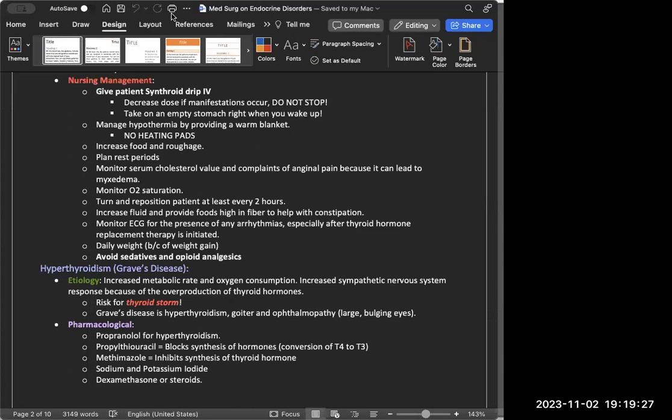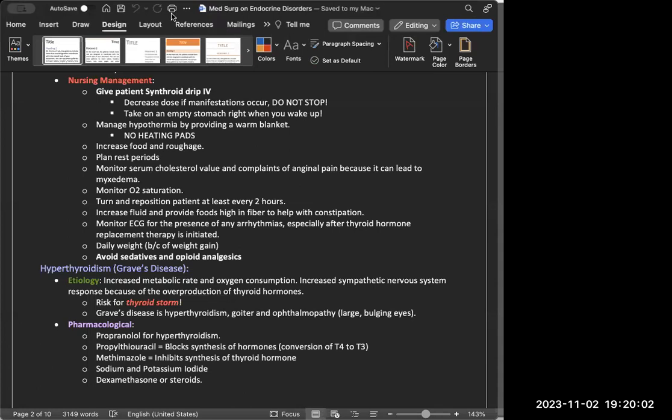So we don't want to stop it. And the same sort of thing, right, when they are more awake and they're back to a normal level of functioning, we're going to teach them that same thing, where we tell them to take it on an empty stomach to prevent any sort of GI upset, okay? So, right, we can also manage hypothermia that they get from the myxedema coma by giving them a warm blanket. We don't really like heating pads because it can hurt the skin more, okay?